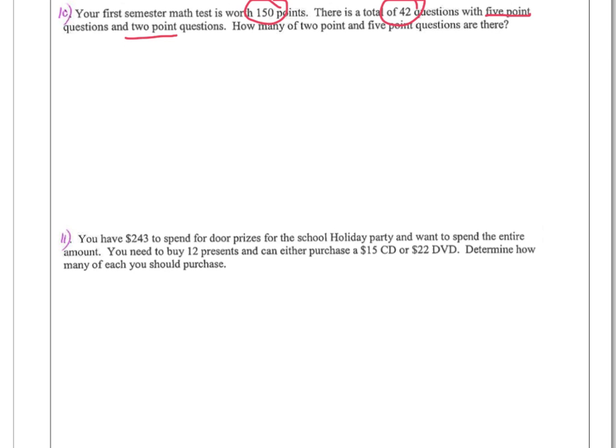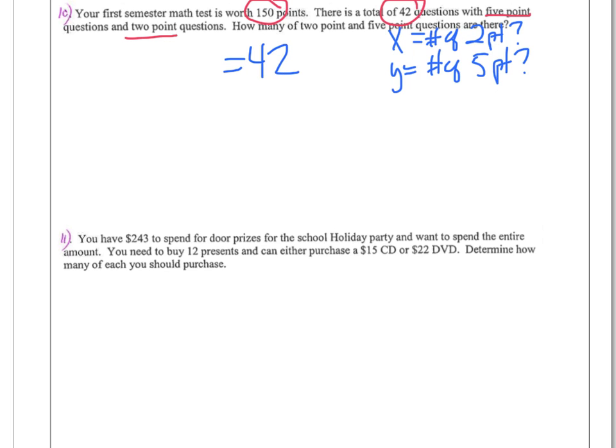So the variables would be something like this. I'm going to say x is equal to the number of 2-point questions and y is the number of 5-point questions. Again, the 2 things I know is I know the point values on the test and how many questions there are. Let's start with this one first. There's 42 questions in total. How are we going to get that using the variables x and y? Well, this is the number of questions. We're just going to add x and y together, so it's going to be x plus y.